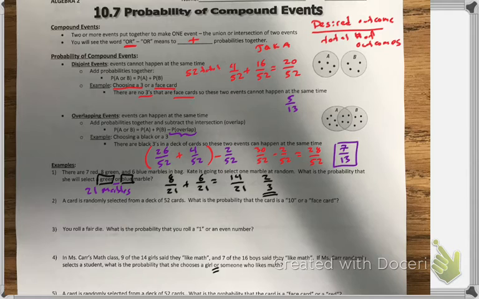Actually, let's do this first. Let's think what our total. So we have 14 girls, 16 boys. That means we have 30 total students. Okay? And we know that we have 14 girls. So the odds of picking a girl is 14 out of 30, right? But then for someone who likes math, it could also be a girl and they could like math. So that's where this is going to be an overlap problem.